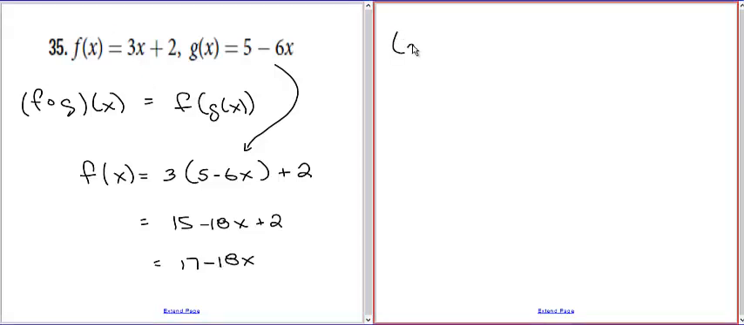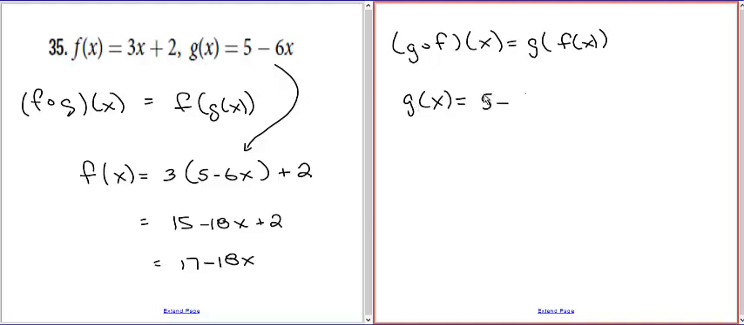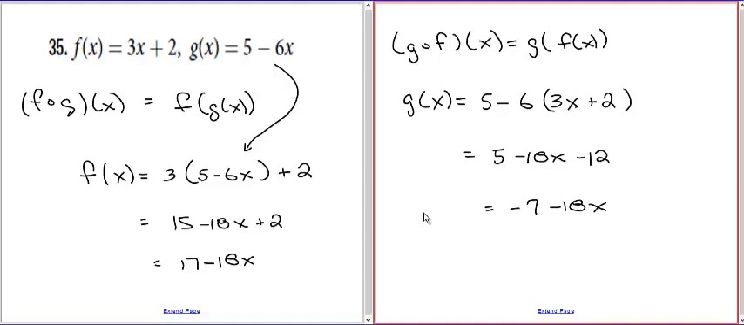Now the other way around, which is g of f of x. We take the g function, 5 minus 6 for x, we put parentheses, and we plug in f of x in there. So that's 2x plus 3. And now we simplify. Negative 6 times 3 is negative 18. Negative 6 times 2 is negative 12. And what we get is 5 minus 12, which is negative 7, minus 18x. So you can see that they're not the same thing.